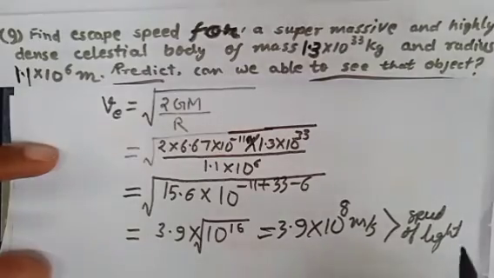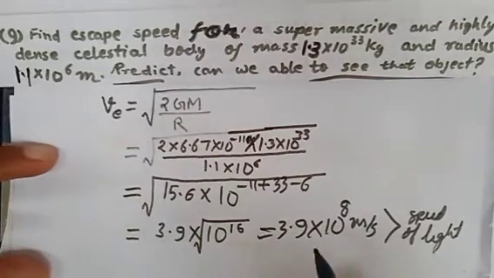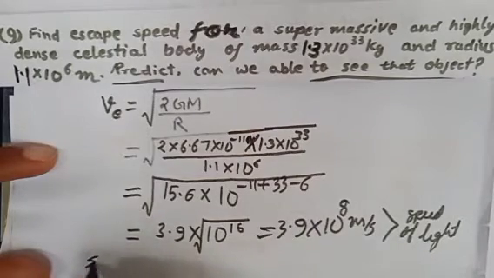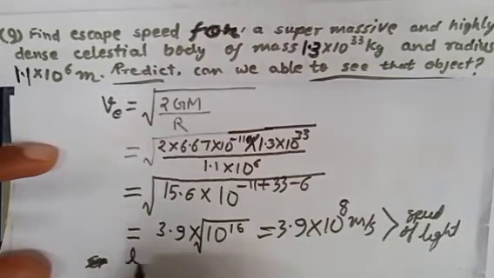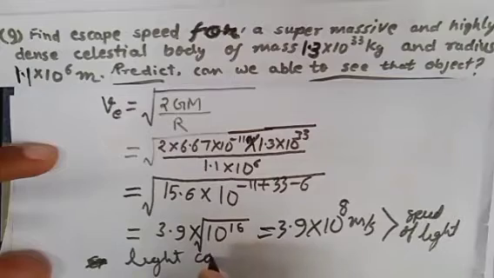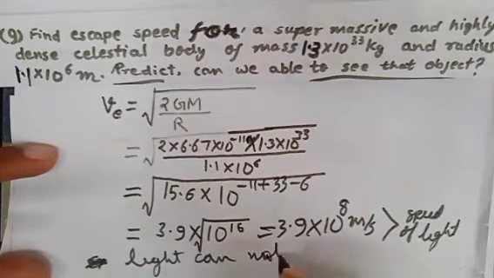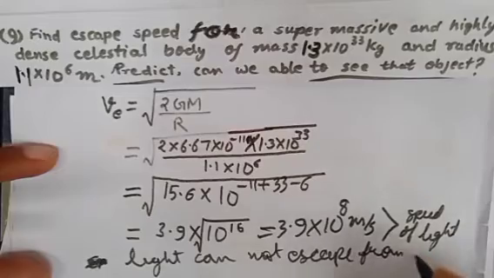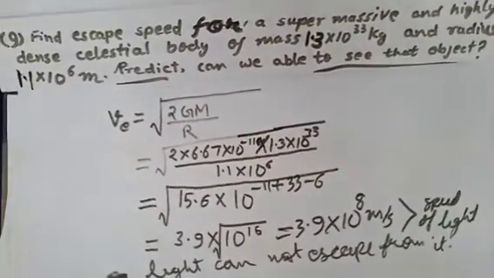It means light cannot escape from this. So light cannot escape from it, so we can't see that object.